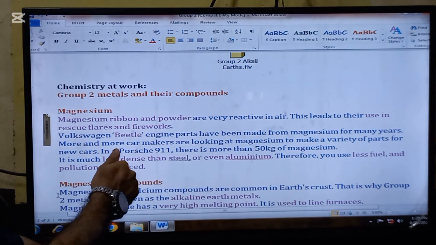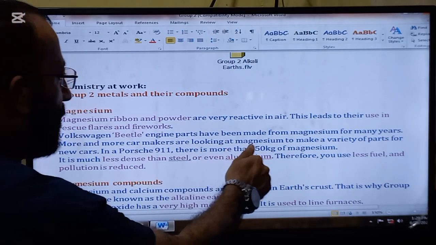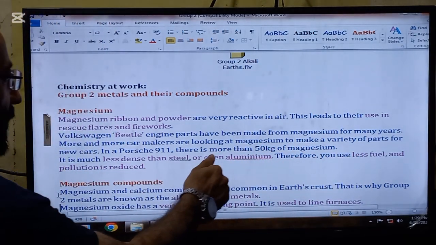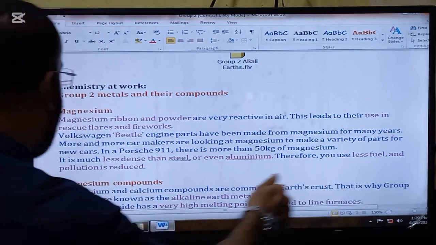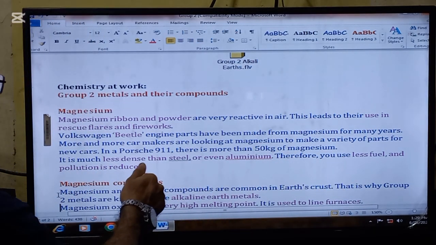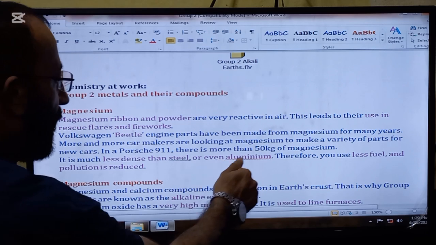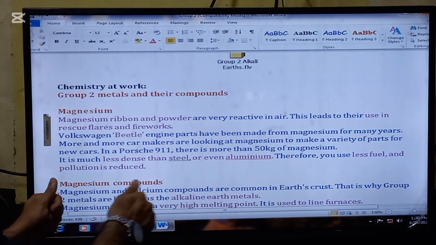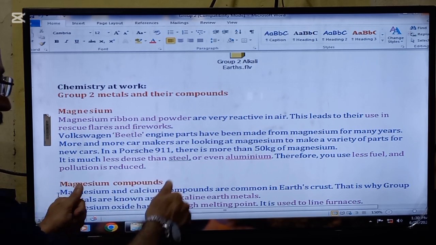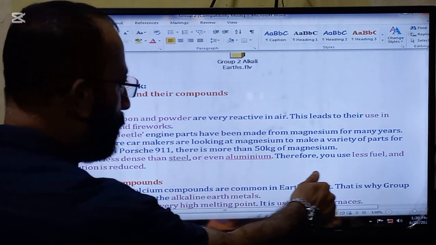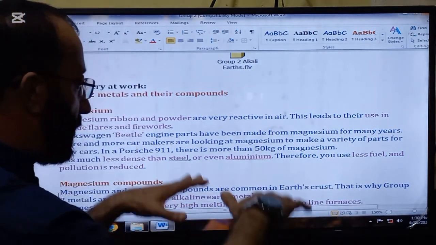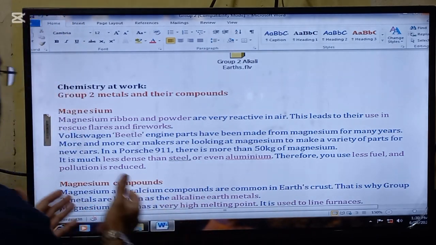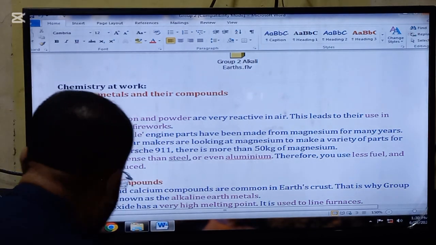Next, Volkswagen Beetle engine parts have been made from magnesium for many years. More and more car makers are looking at magnesium to make a variety of parts for new cars. In a Porsche 911, there is more than 50 kg of magnesium. The reason is the metal is much less dense than steel or even aluminium. Therefore, you use less fuel because the car is lightweight, so less fuel will be used and pollution is reduced.